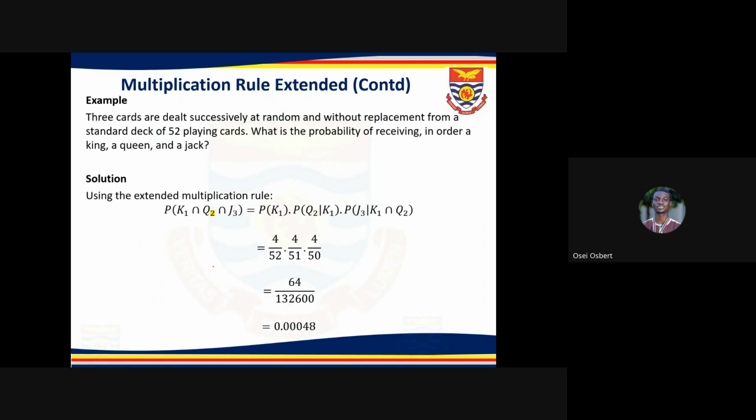This, I hope we get it. No, sir. Yes, please. I think this one I didn't go by a tree diagram.